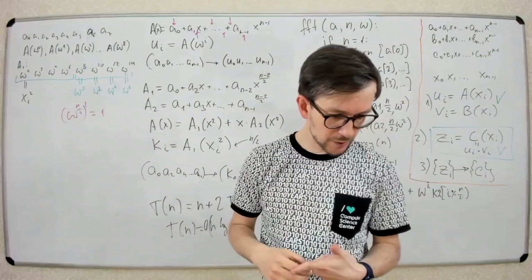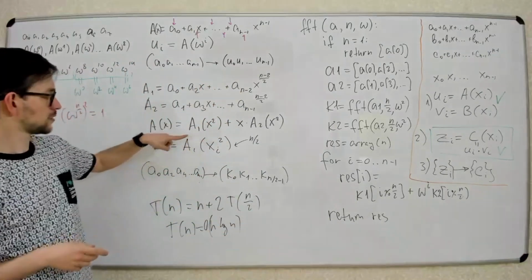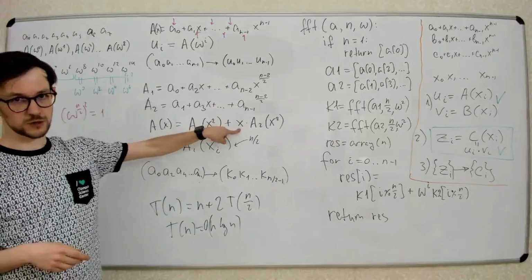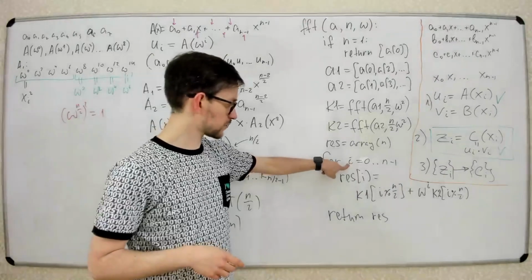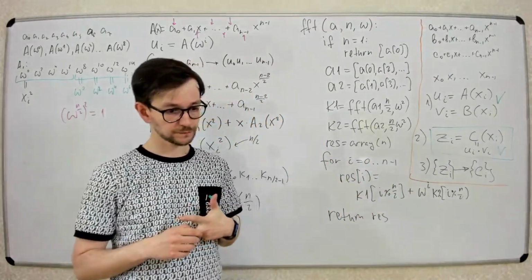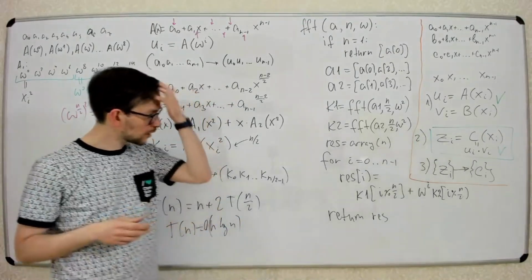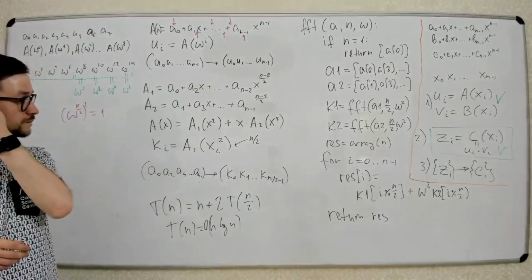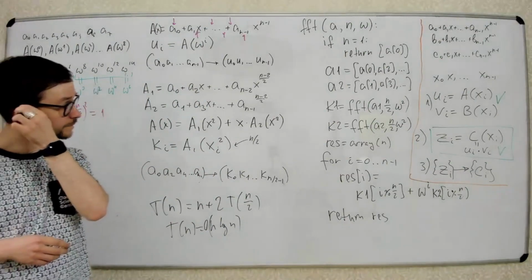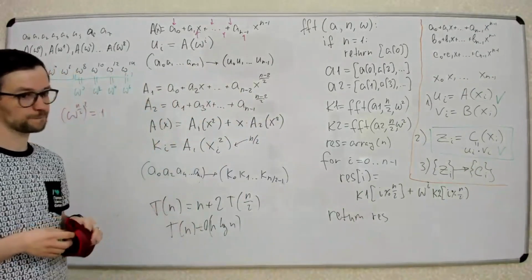Why is it doing multiply? We need to multiply it by x here. And for this element i, x is w to the power i. Yeah, makes sense.